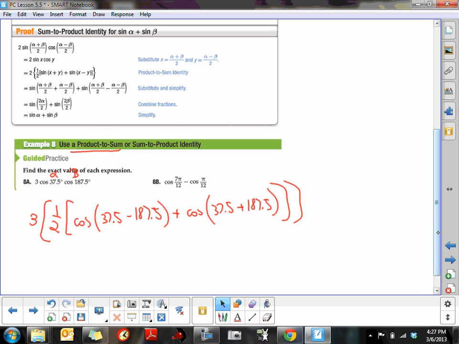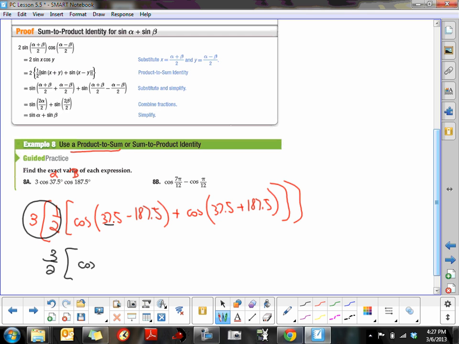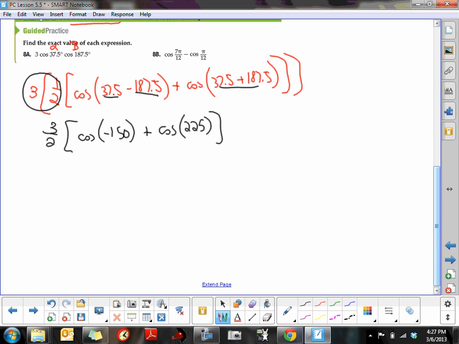So if we simplify inside our brackets, here we have 3 times 1/2 is 3/2, times the cosine of, if you take 37.5 minus 187.5, that's a negative 150 degrees. Then plus the cosine of, if you add those two angles, 225 degrees. Only one bracket's needed now. From here, we want to evaluate the cosine of a negative 150. A negative 150 goes 150 degrees in the negative direction, which leaves us with a reference angle of 30. Opposite 30 is 1, this is the square root of 3, this is a 2. These are both negative, and we want the cosine value.